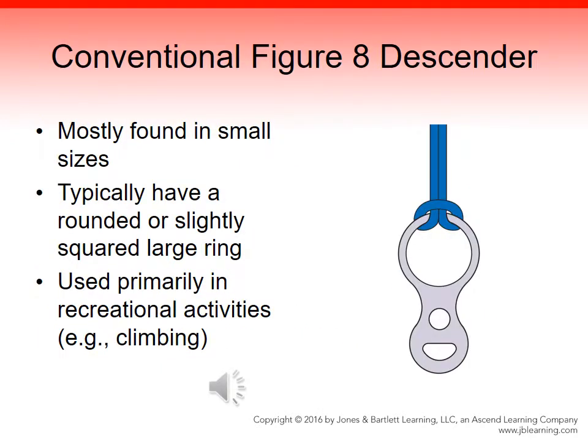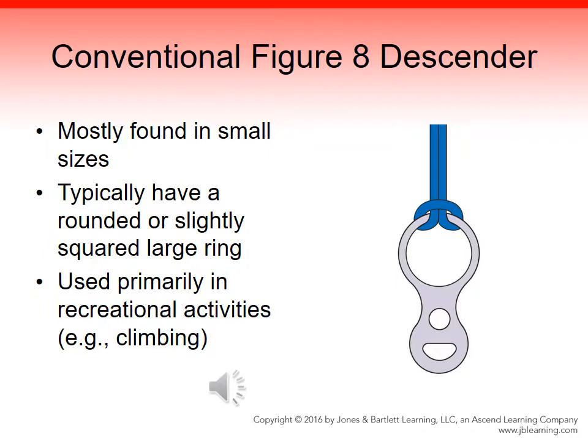The conventional figure 8 descenders are mostly found in smaller sizes. They typically have a rounded or slightly squared large ring, used primarily in recreational activities. However, for many years, the figure 8 was the go-to rappel and descent control of choice for rope rescue. Only after the advent of other devices did the figure 8 fall out of favor. That being said, there are still some uses for the figure 8 in rope rescue work.